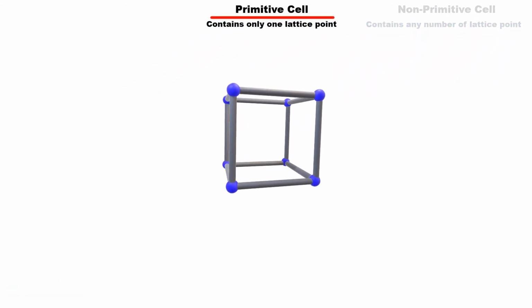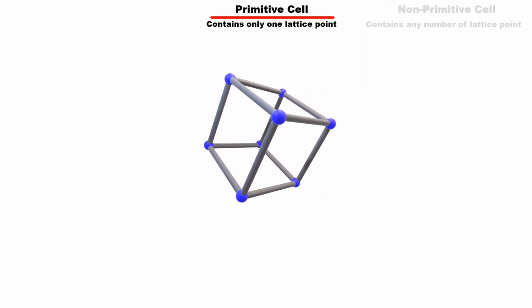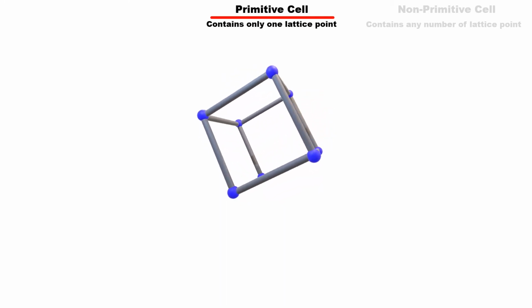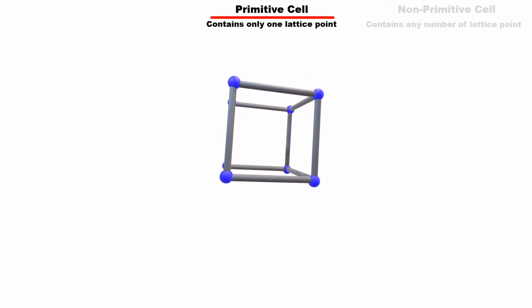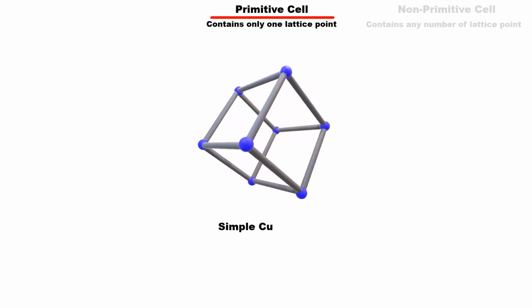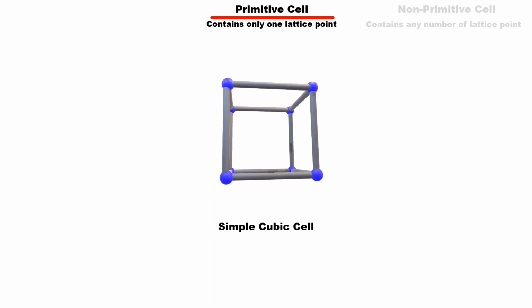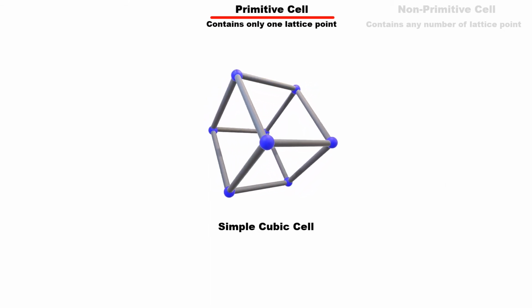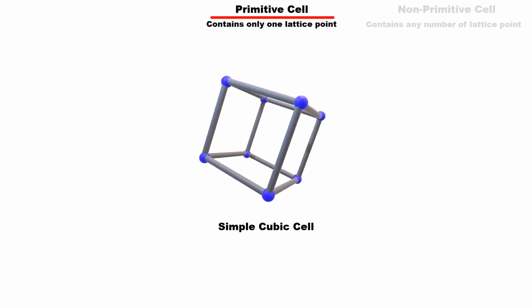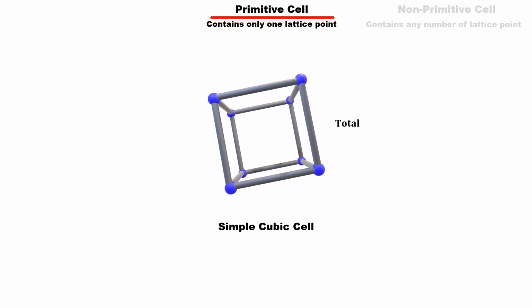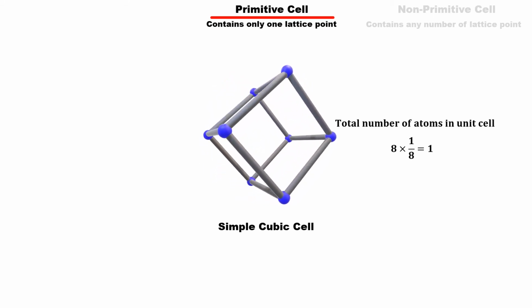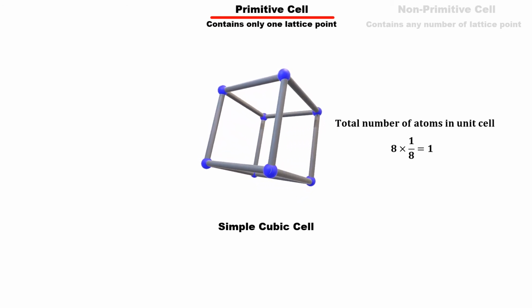Talking about a primitive cell, all lattice points in such a unit cell are on the corners and they all have a total contribution of 1 in the unit cell, like a simple cubic cell. This unit cell has 8 atoms on 8 corners. Only 1/8 of each atom contributes to the unit cell. In this case, the total contribution of 8 atoms in the unit cell will be 1. Such unit cells are called primitive cells.